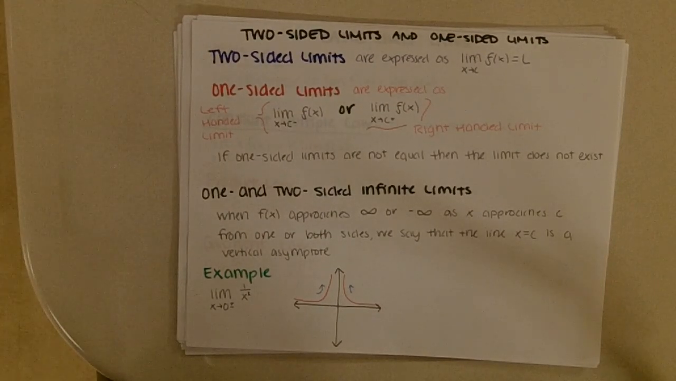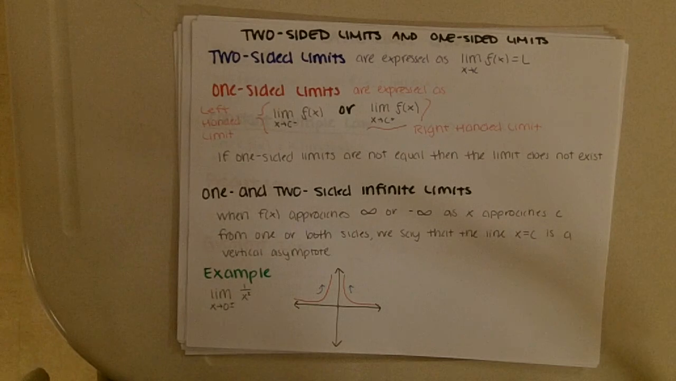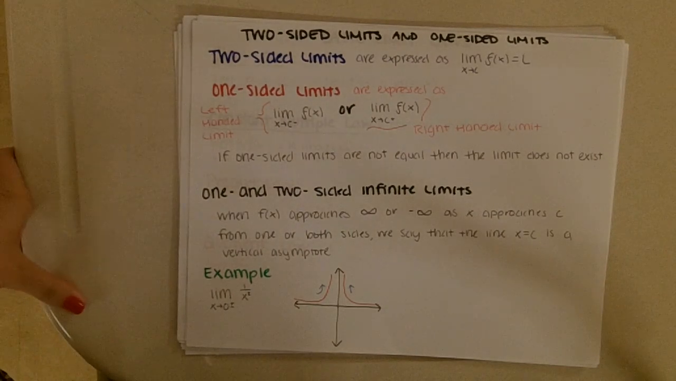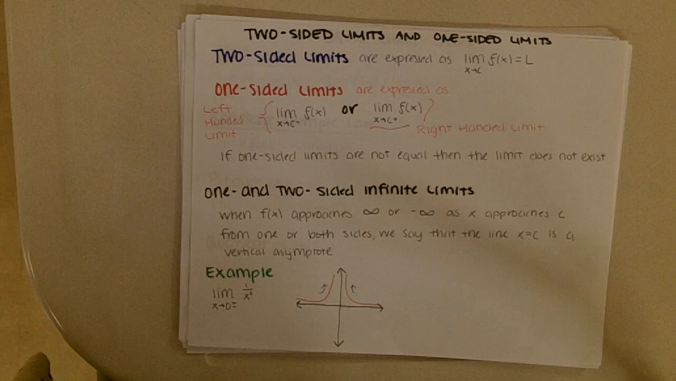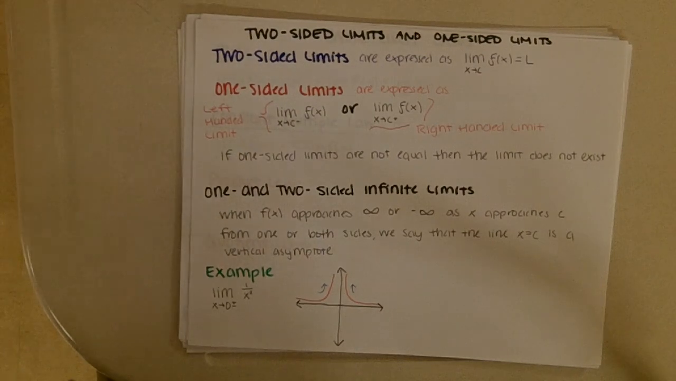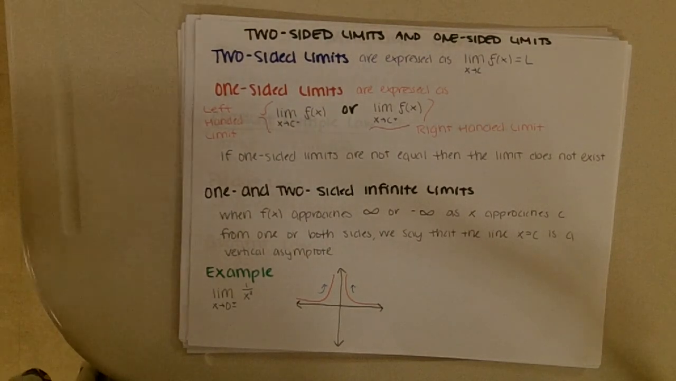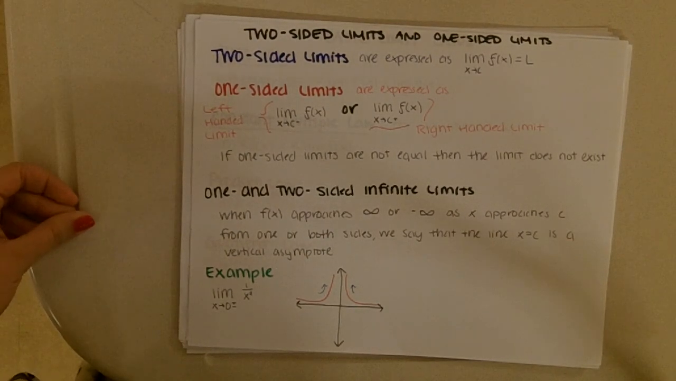Now we'll be discussing two-sided limits and one-sided limits. Two-sided limits are expressed as the limit as x approaches c of f of x is equal to L. One-sided limits are expressed as the limit as x approaches c from the left of f of x, which is a left-hand limit, or the limit as x approaches c from the right of f of x, which is a right-hand limit. If one-sided limits are not equal, then the limit does not exist.